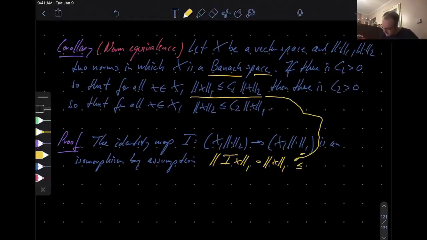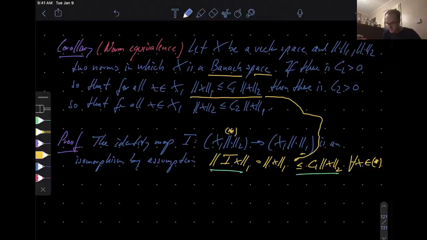This assumption says that there is a constant C1 so that this is at most C1 times x in the 2 norm. If you read this, at most being equal to that, and that being valid for all x in this space, then this just means that the identity map is bounded. So of course the identity map is clearly bijective, it is also linear, and that's why you have an isomorphism. But if you have this isomorphism, then the inverse mapping theorem tells you that the inverse map is continuous, aka bounded. So its inverse.